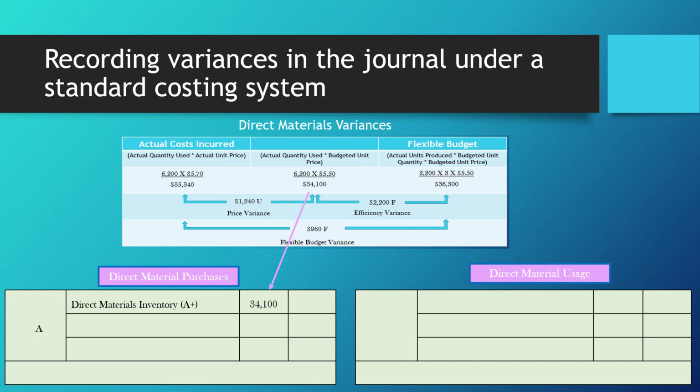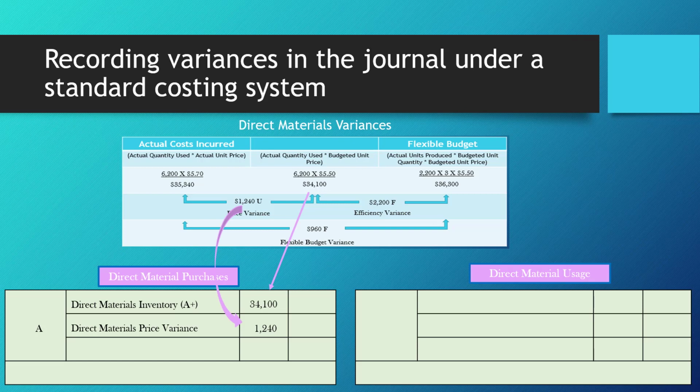But that obviously isn't what we actually paid. We had a variance in price. And since this is the purchases entry, we need to account for that price variance. And I'm going to debit direct materials price variance for the number that we calculated earlier, which was $1,240.